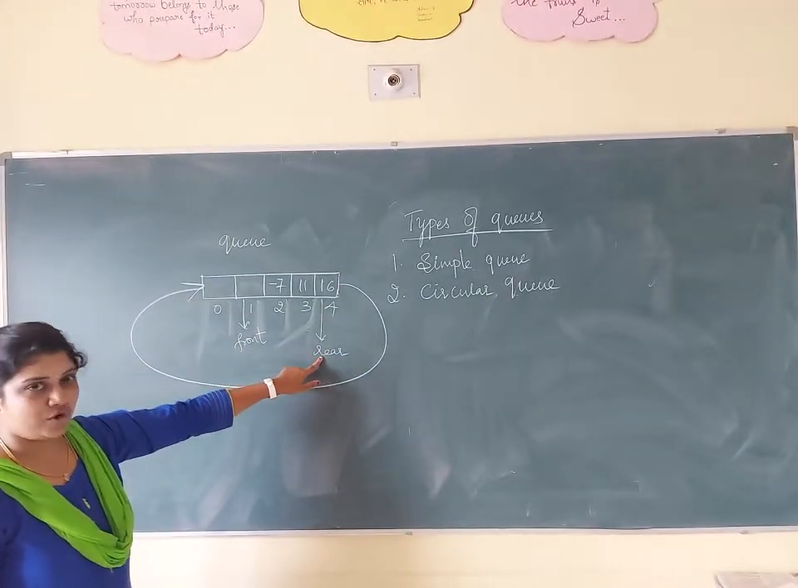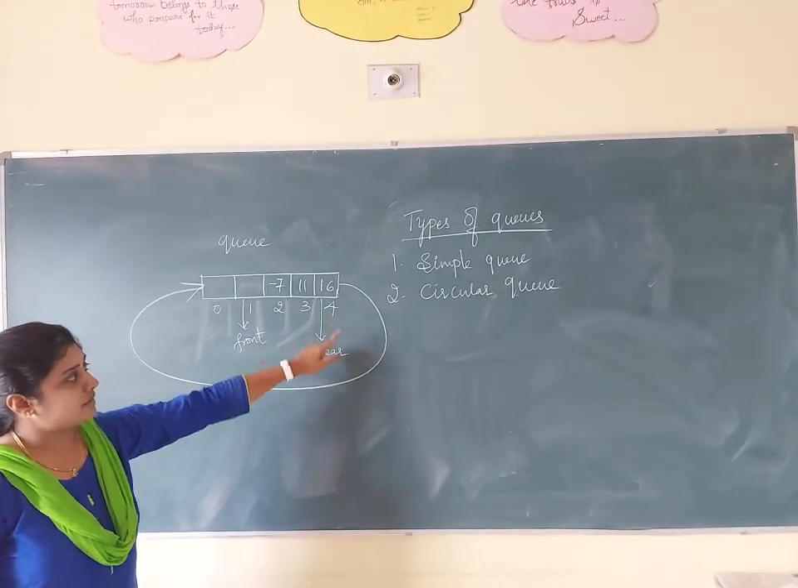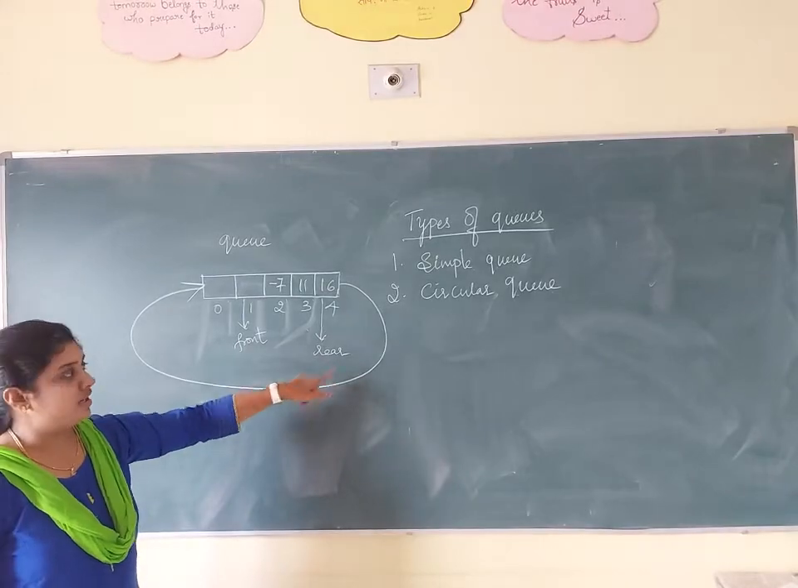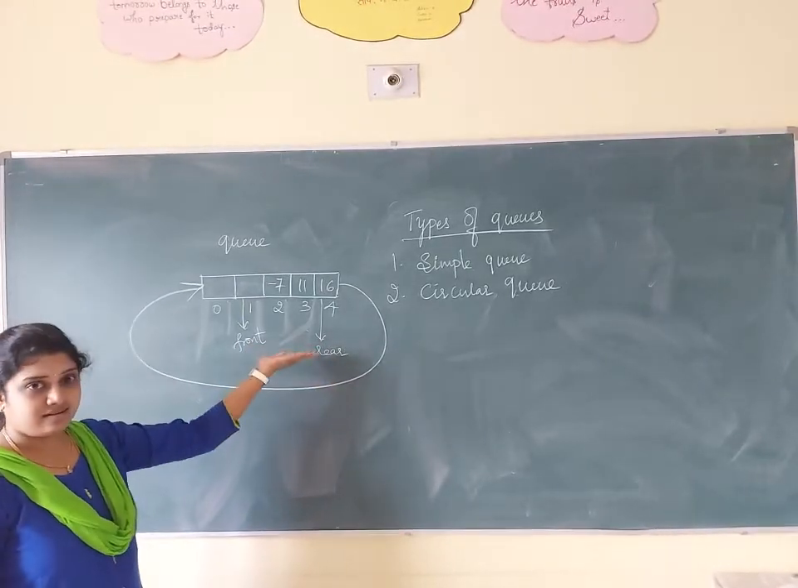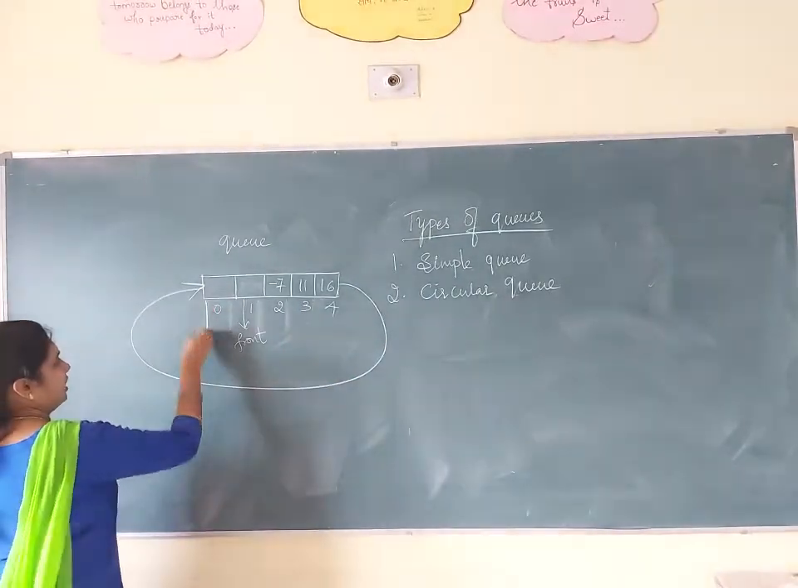If you use this circular queue, what will happen? The rear is pointing toward 4. Now if you increment rear, the rear will come and point to location 0.